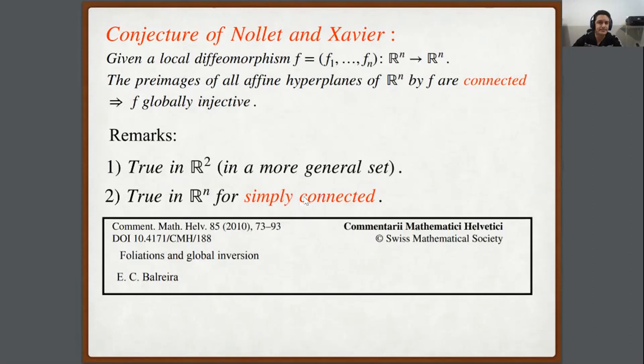And it's interesting to note that by the same argument, we can conclude that the Palais-Smale condition in the theorem of Nollet and Xavier implies such simple connectedness also, okay? So they take topological information and prove the global injectivity of the local diffeomorphism, okay? And in fact, they proved a more general result that didn't need to take all the affine hyperplanes, but just a good family, okay? But if we just ask for connectedness, the conjecture of Nollet and Xavier was an open problem for n greater than two.